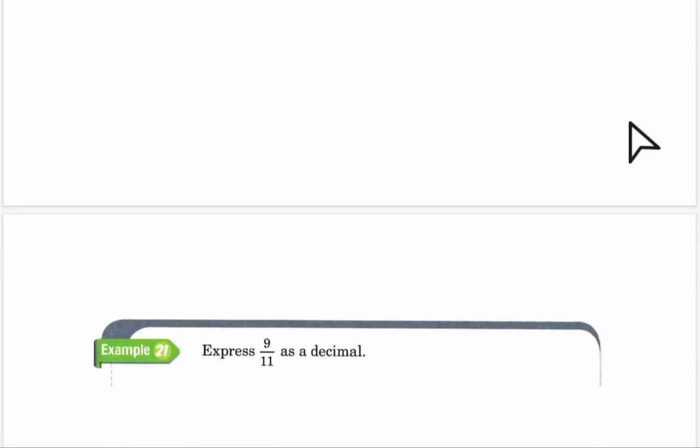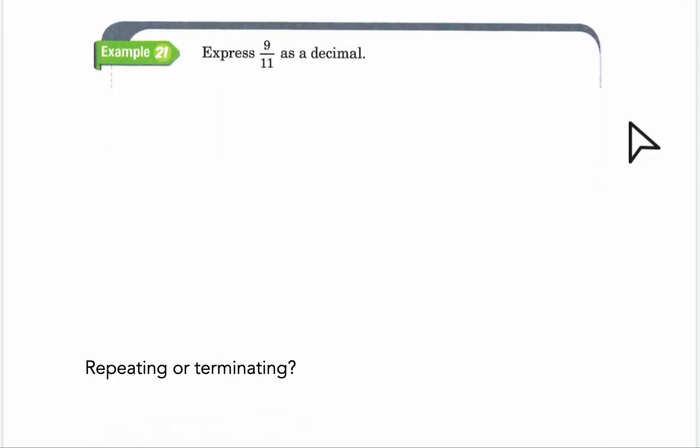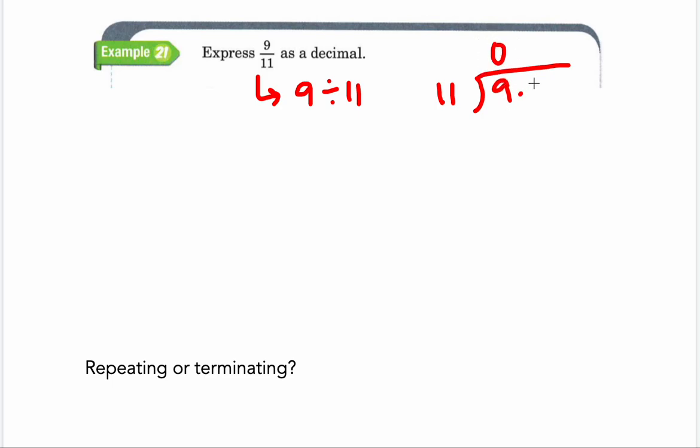Let's take a look now at another example. Here we have express 9/11ths as a decimal. Go ahead and pause the video and try that on your own first. Okay, so 2 ways you can think about it. You can take your numerator, 9, and divide by your denominator, 9 divided by 11. And then in your long division, remember the first number goes inside. It's being divided by 11 to see how many times 11 goes into 9. 11 can't go into 9, so we're going to add a decimal point and a 0 in the back so it doesn't change the value of 9. It's just 9 and 0 tenths.